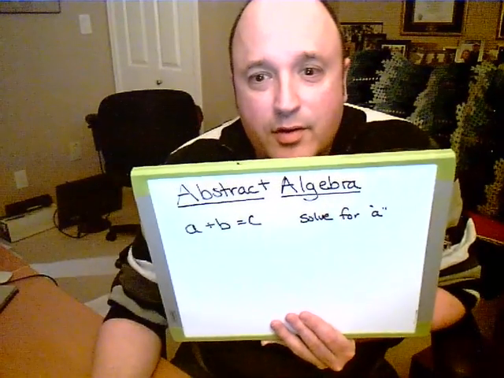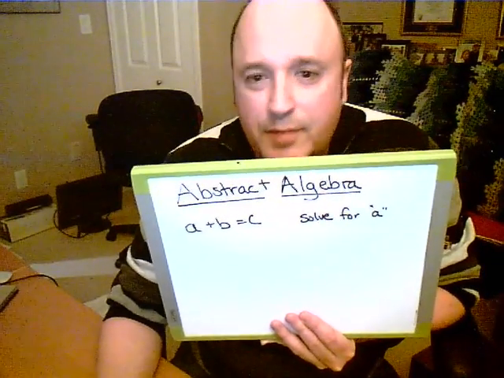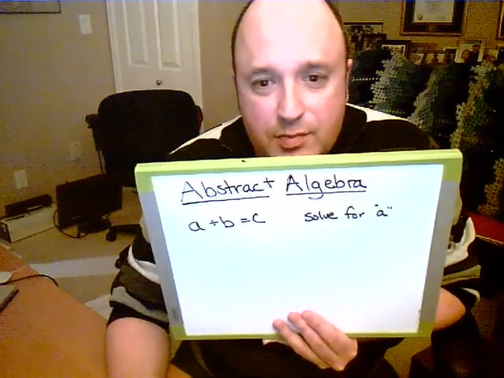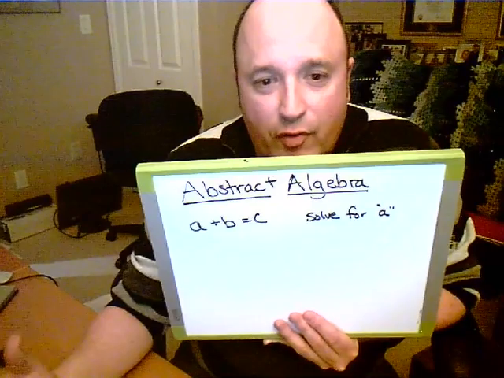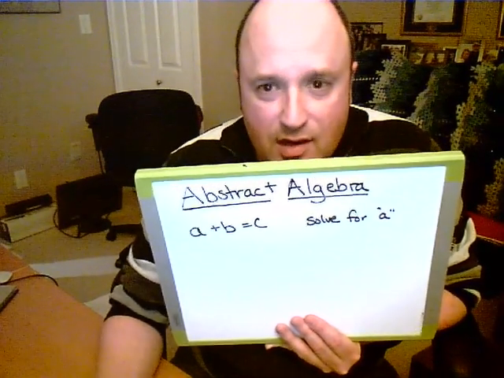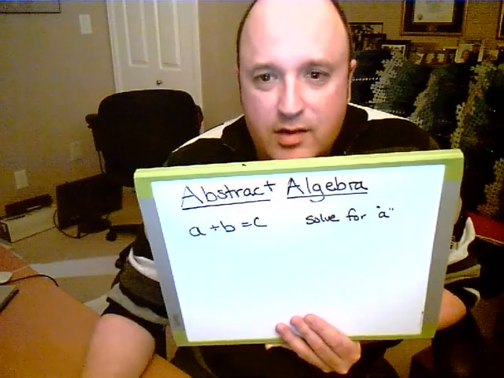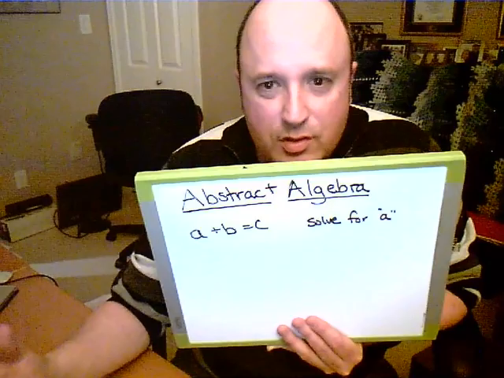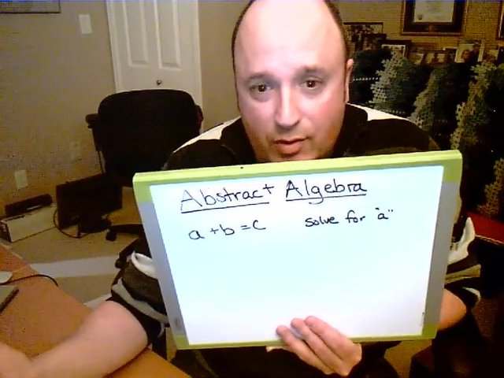But here what we're talking about is abstract algebra, basically moving variables around. So I give you a very simple equation, a plus b equals c, and I ask you to solve for a, which really means to isolate a on one side, move everything else to the other side. Now you've already done a ton of this. You do it with slopes, y equals mx plus b. There's lots of little abstract algebra you do all through the math course.